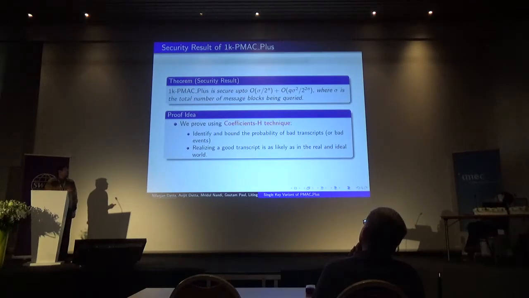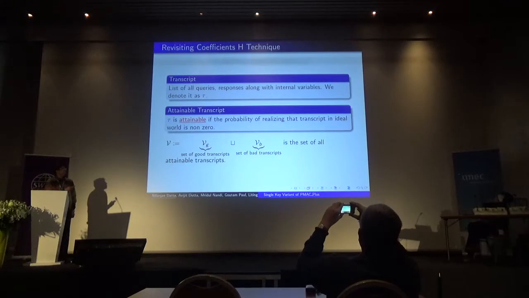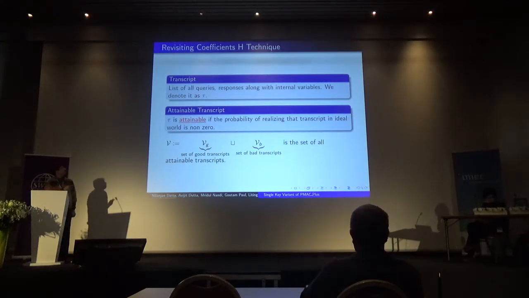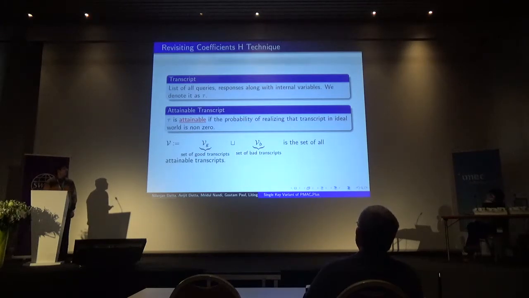We'll use the coefficient H technique, which essentially means that we have to identify and bound the probability of bad transcripts, and realize that a good transcript is as likely in the real and the ideal oracle. More formally, we call a list of queries and responses along with the internal variables the transcript of an interaction. A transcript tau is called an attainable transcript if the probability of realizing it in the ideal world is non-zero. Now for all attainable transcripts, we divide them into two groups: the set of good transcripts and the set of bad transcripts.